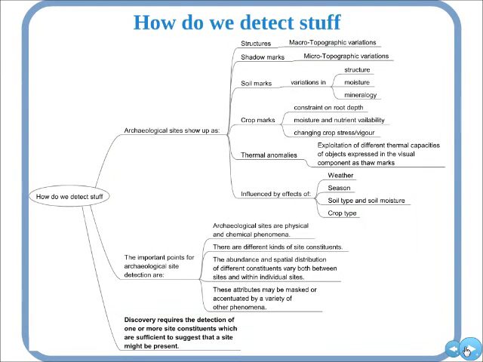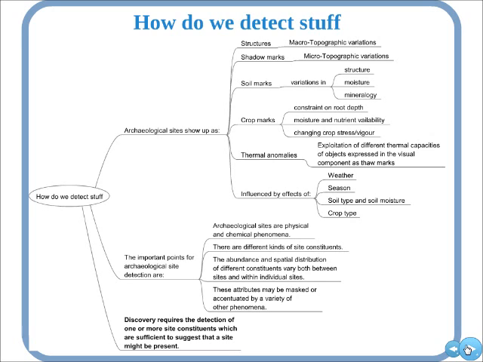Okay, so we've had a nice summary of how things are displayed. So we can see that archaeological sites can show up as structures, shadow marks, soil marks, crop marks. There's also thermal anomalies. But all of these different contrasts are influenced by localized effects. So there's weather, season, the soil type and soil moisture, and the different crop types.